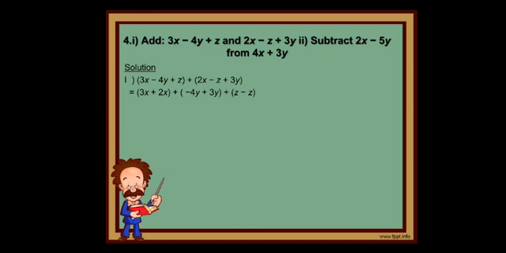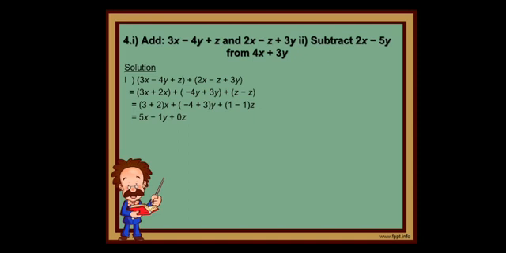Okay, 3x plus 2x is 3 plus 2 into x. Minus 4y plus 3y is minus 4 plus 3 into y. z minus z is 1 minus 1 into z. So this will be 5x minus 1y plus 0z.